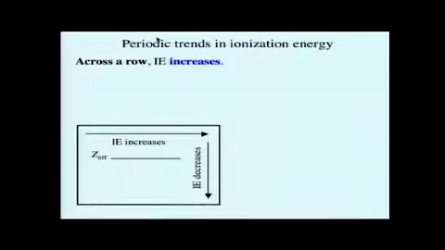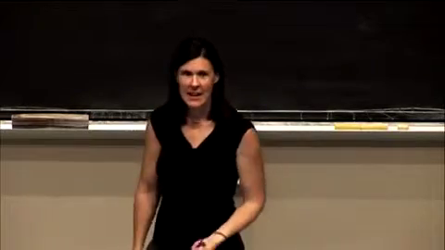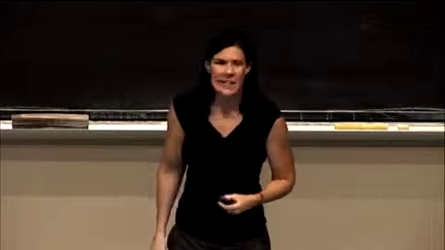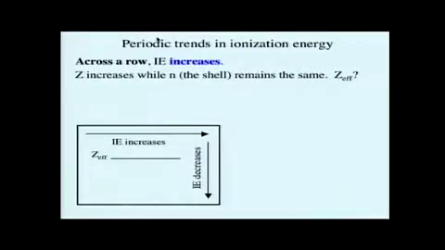So as we go across a row, and this is my beautiful picture of a periodic table here, the ionization energy actually increases, and we can think about logically why that's happening. As we go across a row, the Z, or the atomic charge, I'm not talking about Z effective here, I'm just talking about Z. The Z is increasing as we go across a row.